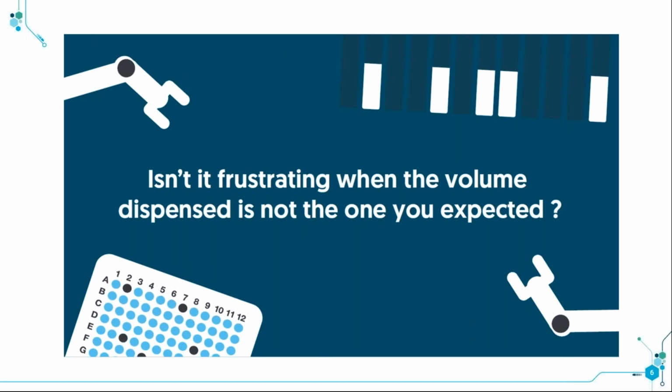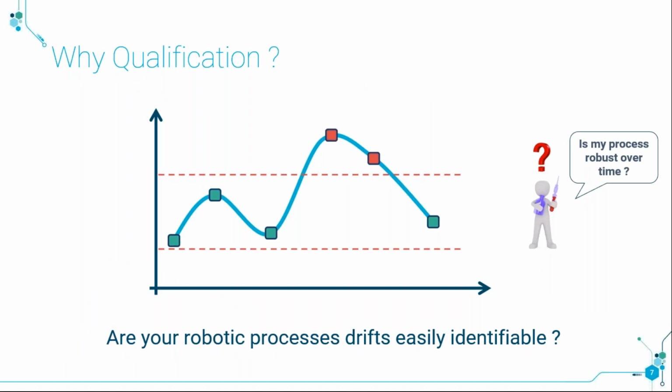With Discngine Qualification, what we want to achieve is to help scientists track the performance of their liquid handling processes, and then be able to easily identify some drifts in their process. The application is here also to answer the question, are your liquid handling processes robust over time?